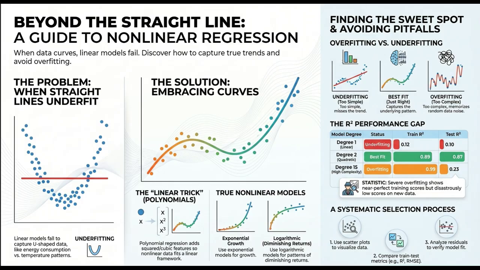Second, test and compare. Always compare your training and test scores to avoid the overfitting trap. Third, check your residuals to see if any hidden patterns were missed by the model. And if all else fails, the flowchart points us to advanced machine learning algorithms like random forests, XGBoost, or neural networks. Thank you for exploring this guide, and happy modeling.